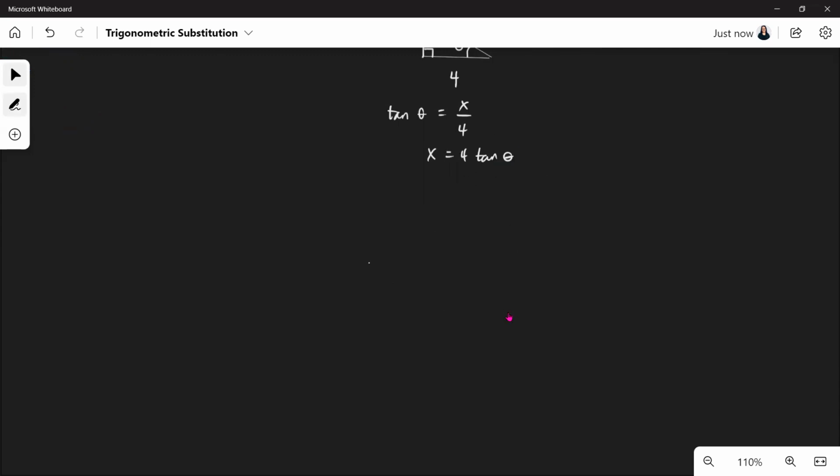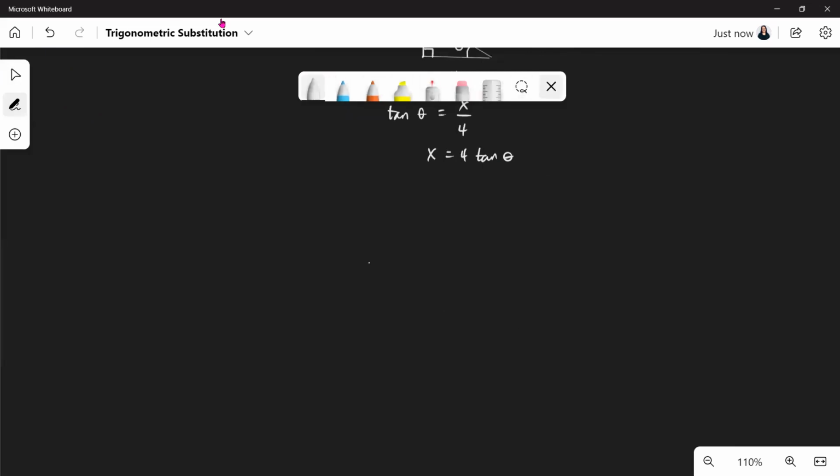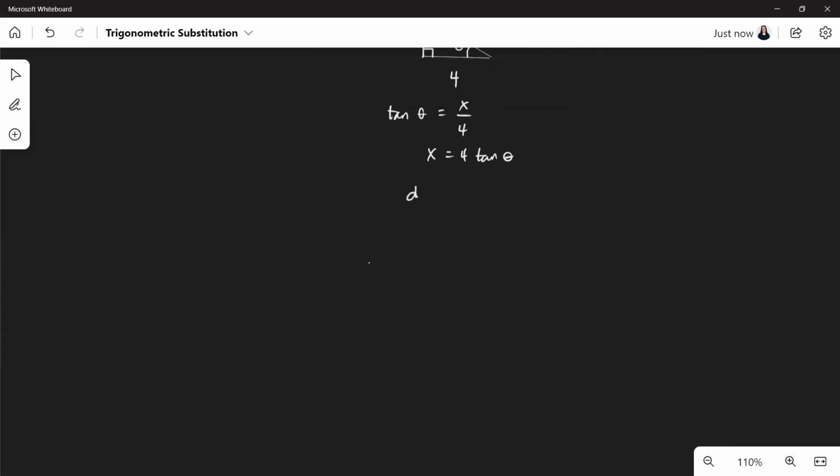So after setting the equation for x, we solve for dx. That's 4, and the derivative of tangent is secant squared. So dx is 4 secant squared theta d theta. Let this be our equation 1, and this one equation 2.